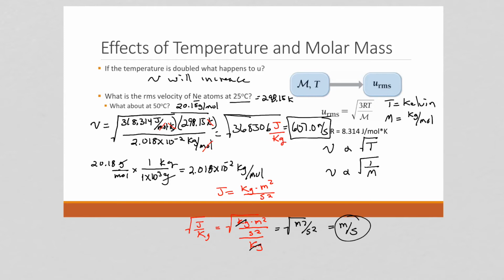So while sometimes the units are not crystal clear, if we break it down and we follow along, we can see that we are indeed getting the correct units in. We do indeed get a velocity out of here.